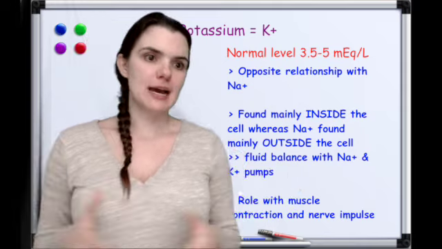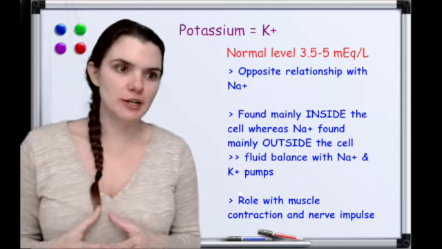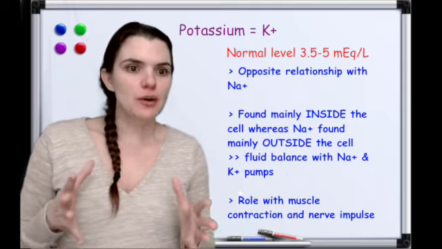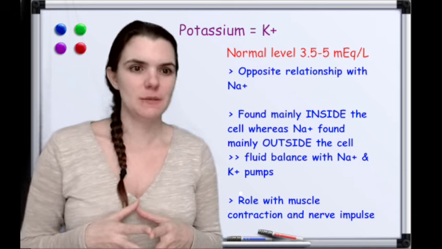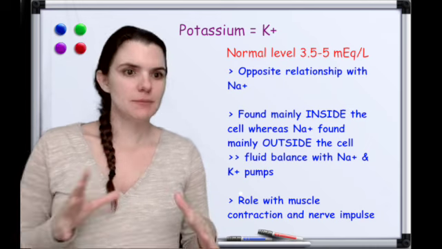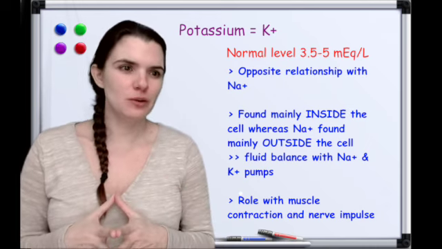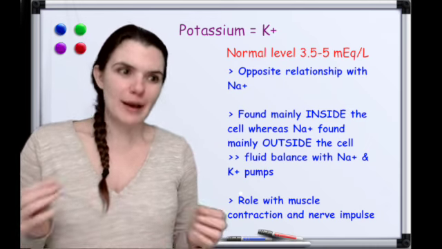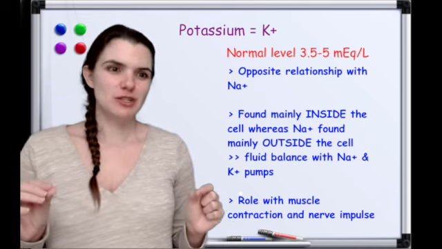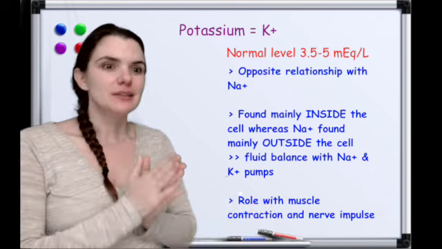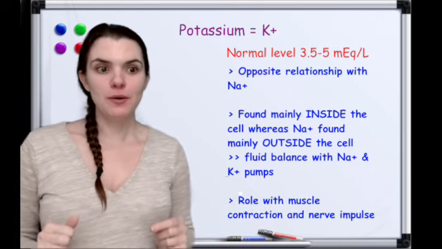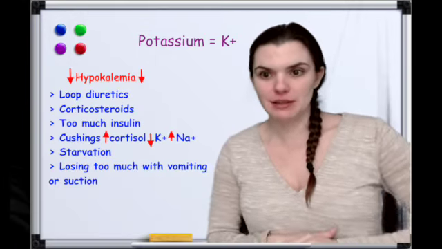Now, the role of potassium is big with muscle contraction and nerve impulses. So if you have an imbalance of this electrolyte, you're going to start seeing issues with this. A normal potassium is about 3.5 to 5 milliequivalents per liter. So as you can see, it's a very narrow range, but it's a very important electrolyte. So let's look at what causes hypokalemia, so low potassium in the blood.